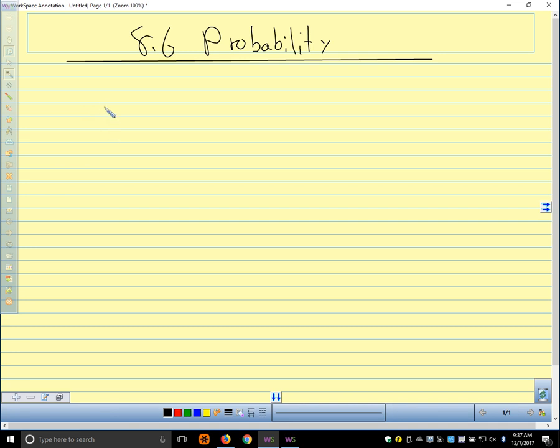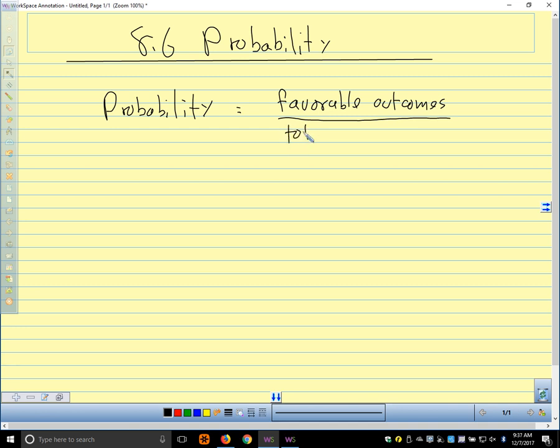In general, probability, the way we're going to calculate it is the favorable outcomes over the total possible outcomes. I think of favorable over total. So this is where our counting comes in, because we're going to need to count the favorable outcomes, and we're going to have to count the total outcomes. And sometimes that can get a little bit tricky.